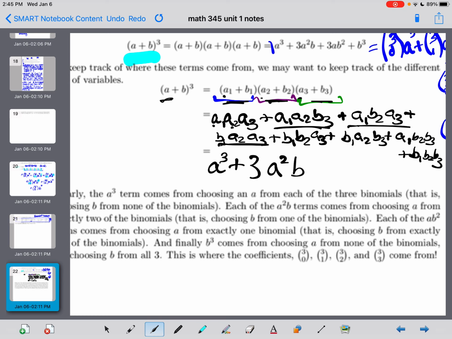But why is it 3 copies? Well, there were 3 different ways that we could choose 2 of our sets of parentheses to pick the a from, and then 1 set of parentheses to pick the b from. Or another way of saying that is, look at your 3 different sets of parentheses, and choose which of those 3 you're going to choose a b from. There's 3 choose 1 many ways to choose 1 set of parentheses as your b term, and then choose a's from the other 2 sets of parentheses.